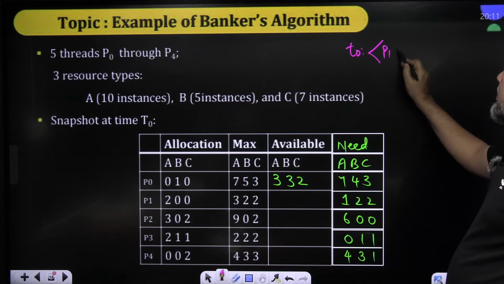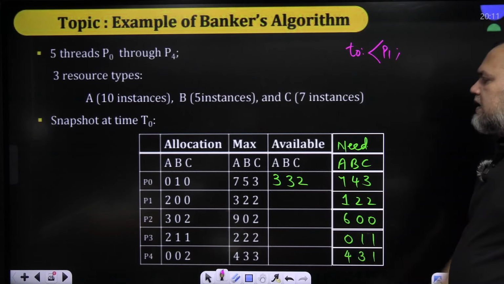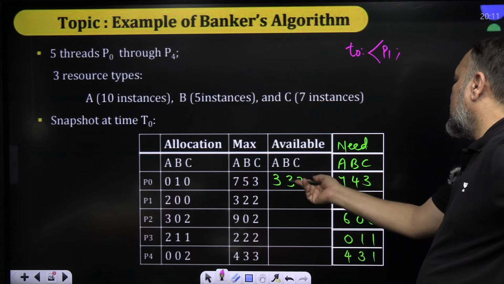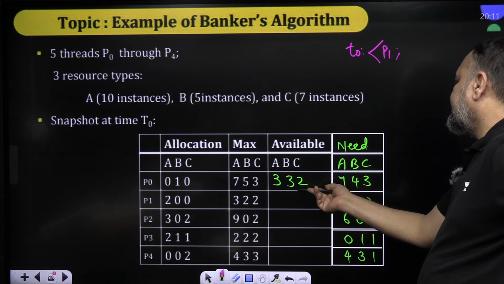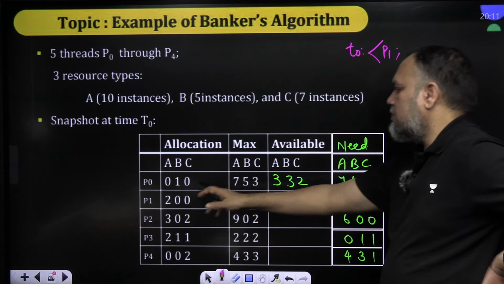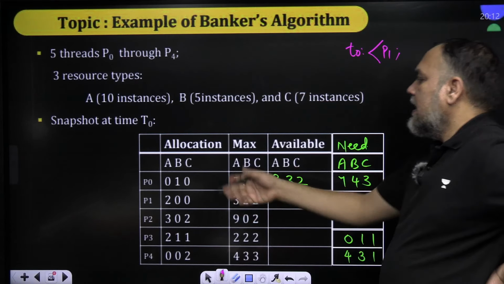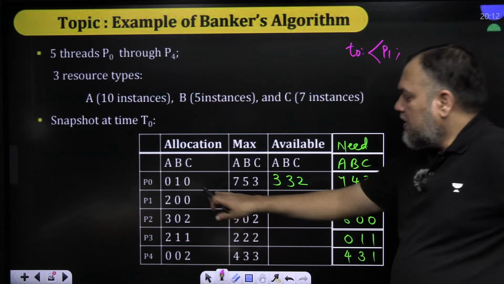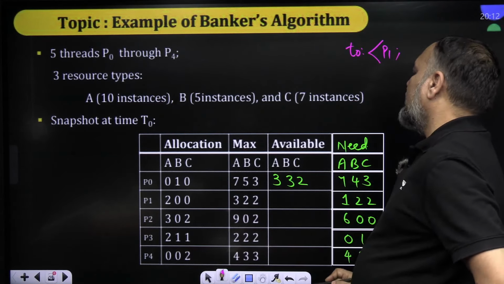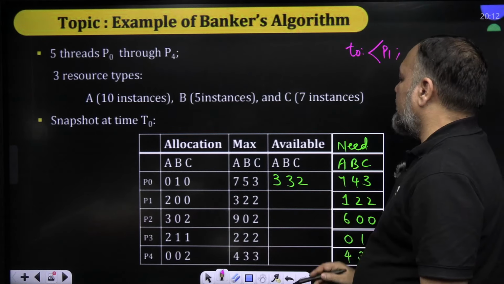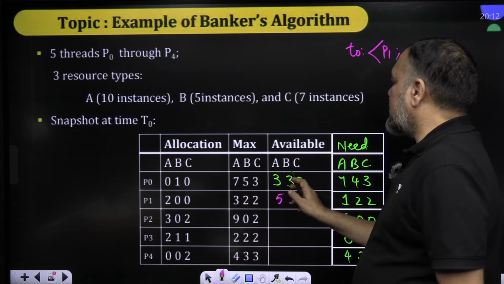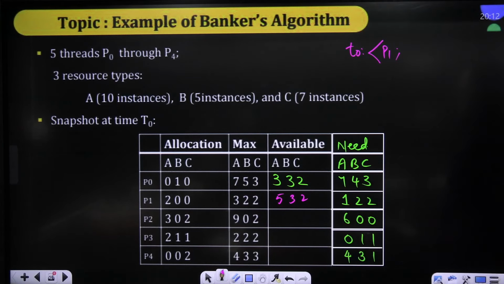Can I satisfy the need of P1? Yes, sir, we can satisfy. I can satisfy 1 2 2 from here, 3 3 2. I give away 1 2 2 from 3 3 2. Then what will be my balance? Balance will be 2 1 0. Then allocation of P1 will increase by 1 2 2. Then when finally P1 completes, it will release all its copies back to available. So eventually after completing P1, mera new available kya hoga? Current allocation plus current available. Matlab mera new available banega 5 3 2. 2 0 0 plus 3 3 2, 5 3 2. Now it's 5 3 2.